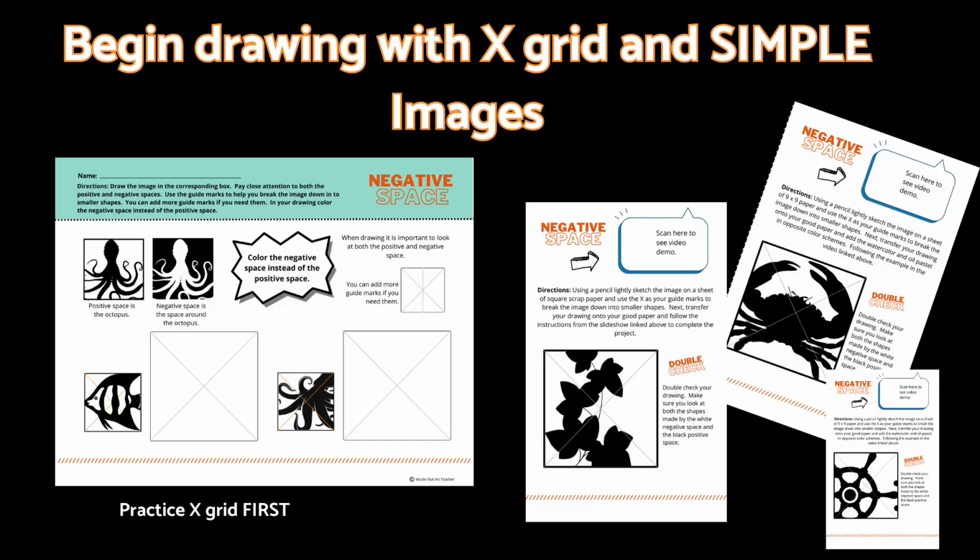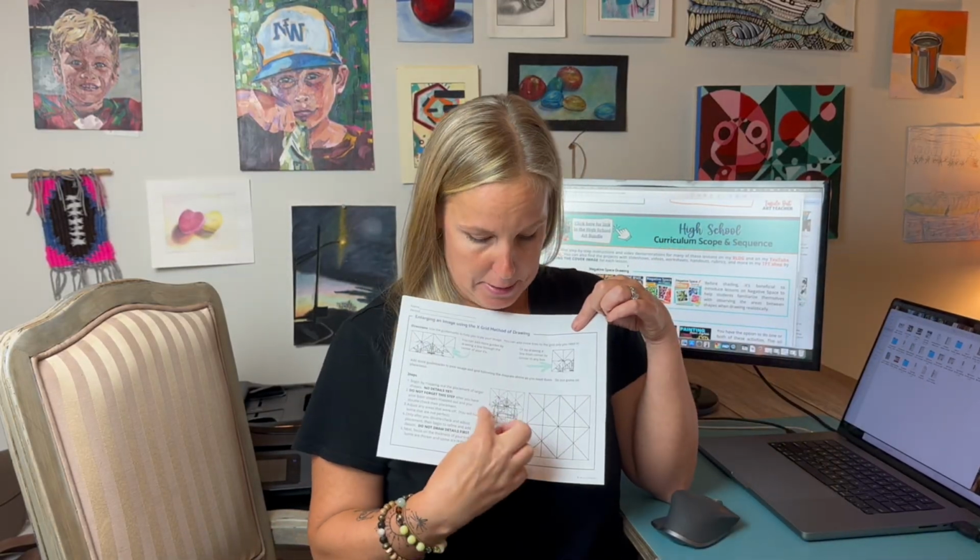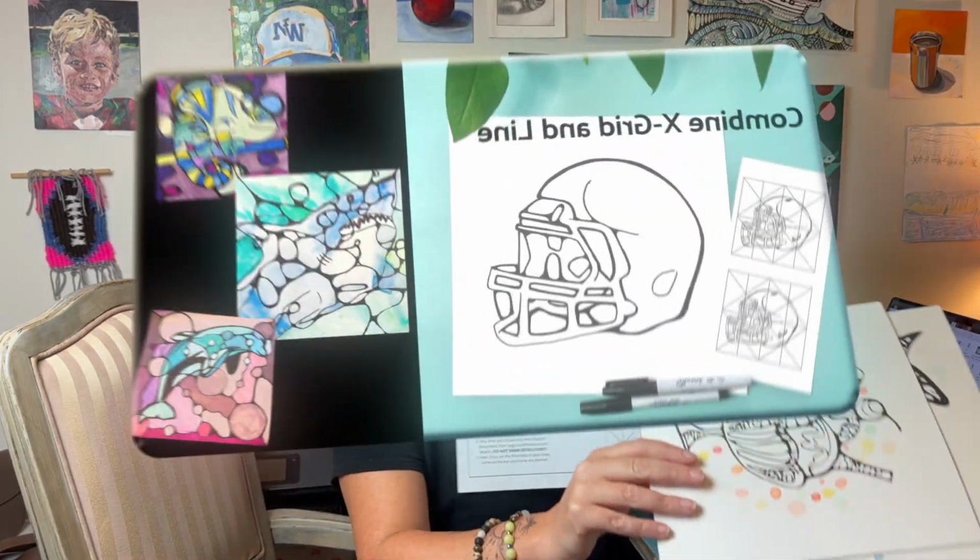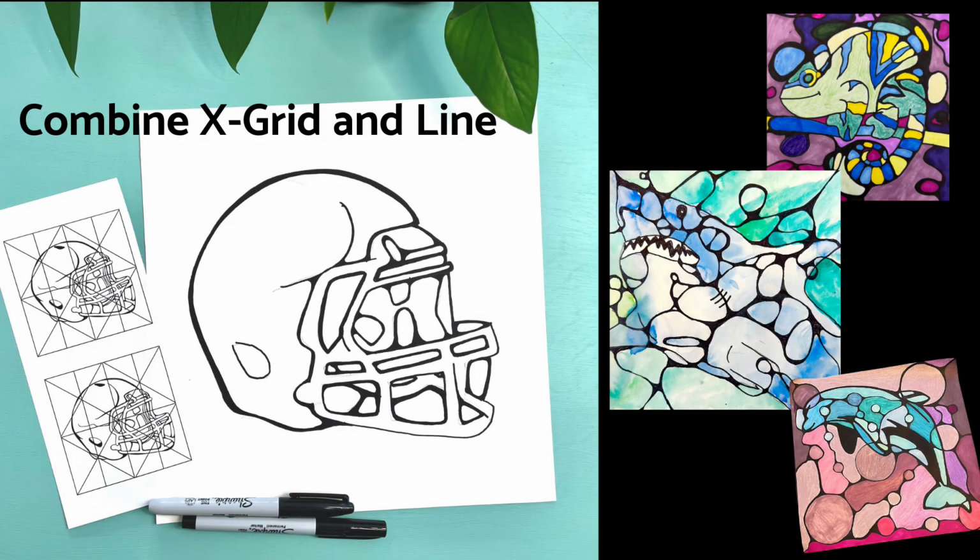As they get more confident and better using the grid, they use less and less guide marks, and they can start doing it in their head by the time they're in Art 2 or 3. This is a really great way to build confidence. So they learn the X grid with the negative space project. And then after negative space, we combine the two. So we do a line drawing project. This would be the exercise where they use what they learned in the first lesson, the thick to thin lines, and also they repeat the X grid.